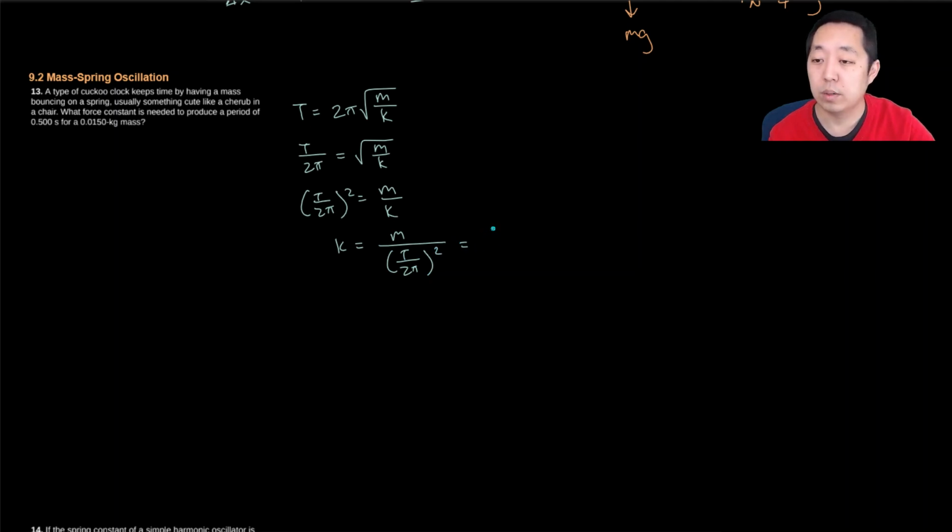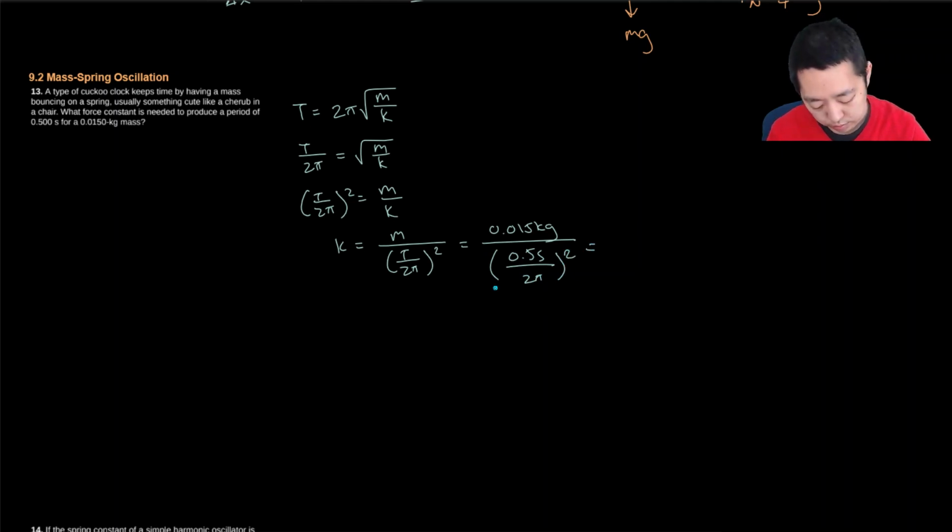And then k is just m over (T over 2 pi) squared. In this case, that would be 0.015 kilograms divided by the period, which is 0.5 seconds, divided by 2 pi, squared. And all these units look good. That gives 0.37 newtons per meter.